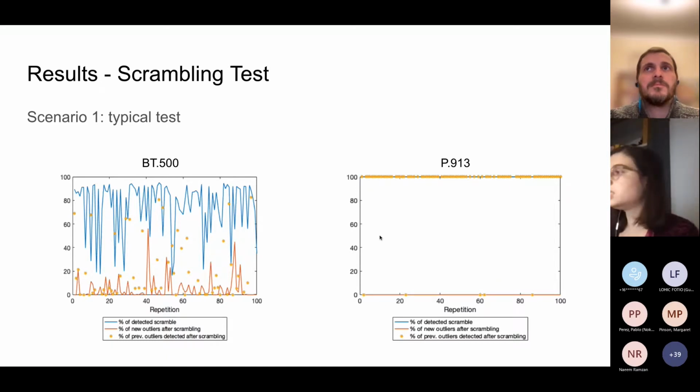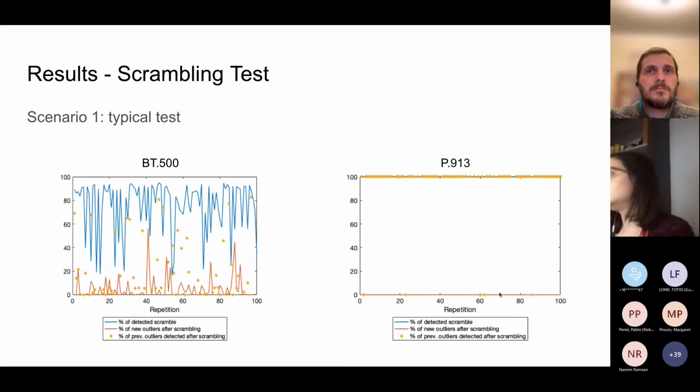Conversely, with P913, we see that the scrambling is detected 100% of the times. So whenever we scramble one vector, it is always detected as an outlier. There are no new outliers detected after scrambling, so the scrambling does not affect the distribution of the other people. However, for previous outliers, and especially outliers that maybe were very close to the threshold, we can see that they're either detected or not.